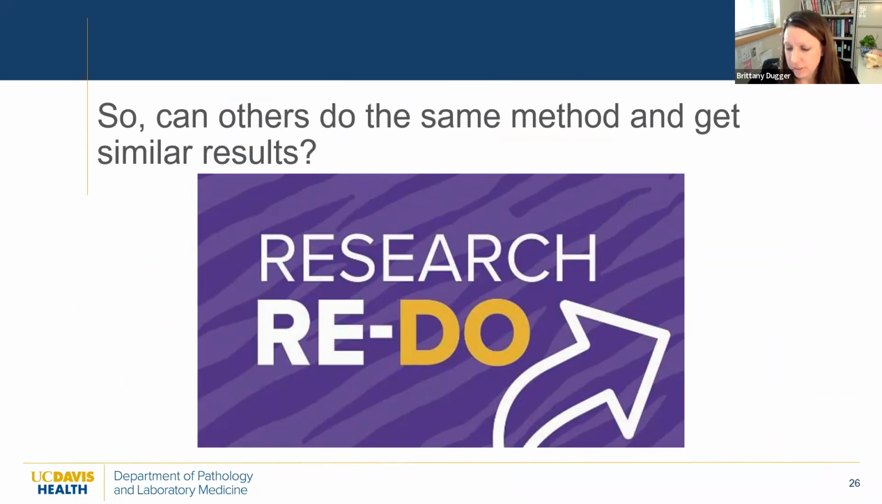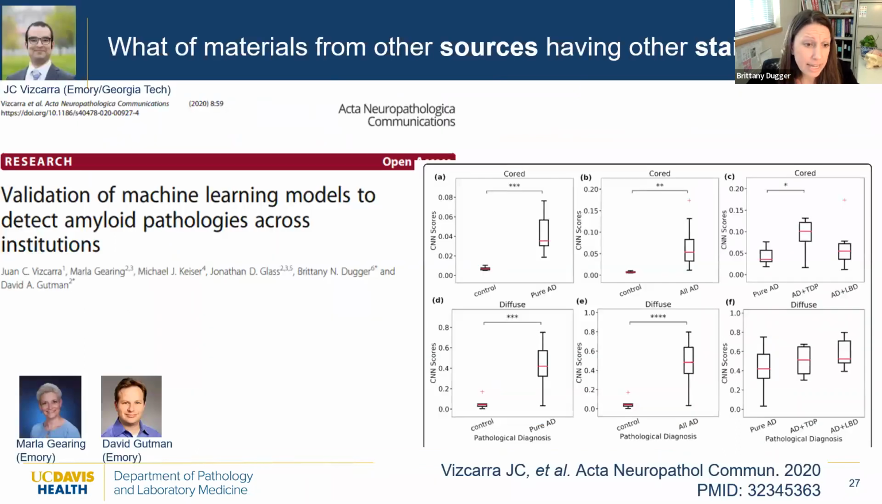So can others do these same methods? And yes, they can. So they were able to, and Dr. Gutman can talk more to this, paired with him way back when. It feels like decades, Dr. Gutman, but had a great student, JC Fiscara, who basically tried our same methods on the Emory database and got similar results, but he took it a step further and tried to do subtyping. So that whole neuropathologic landscape of, okay, what does Alzheimer's disease with TDP look like? Alzheimer's disease with blue dye, how do their plaques look like?